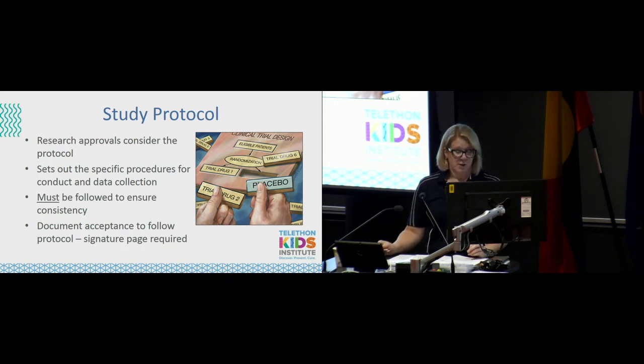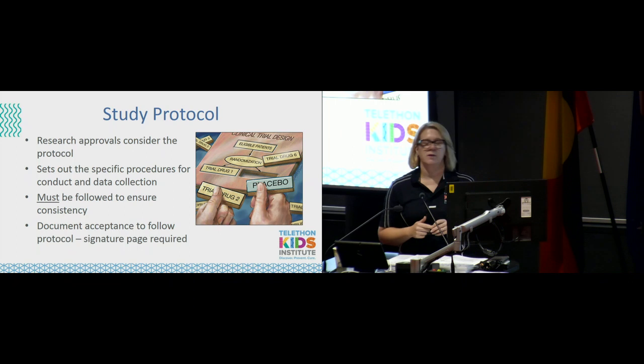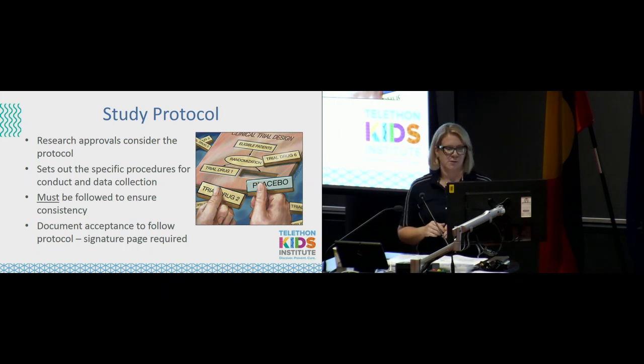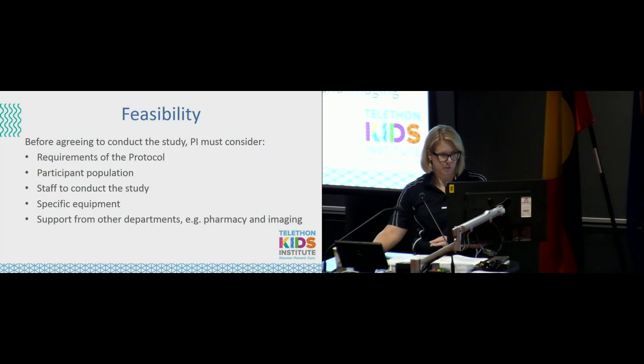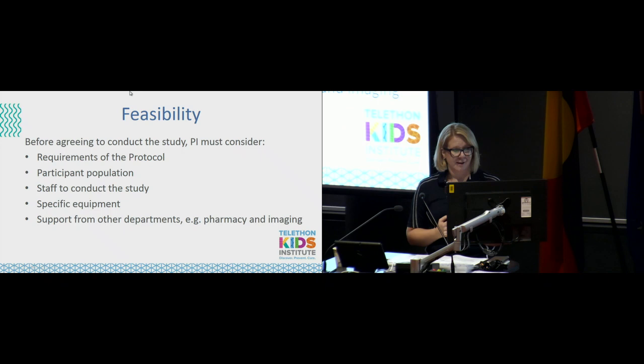Each protocol should have a signature page, and that is a way of demonstrating that when you take on that clinical trial, you've read and understood it, and you can actually deliver on that particular protocol. When considering whether you can actually undertake the requirements of the protocol, you need to assess the feasibility, and that's the principal investigator who needs to do that. Can they actually deliver on the requirements of the protocol?